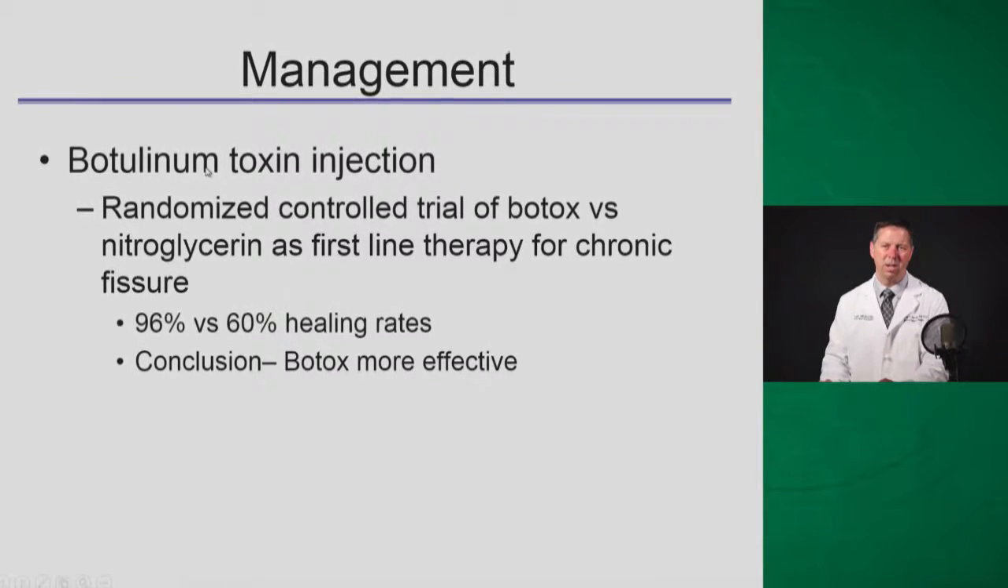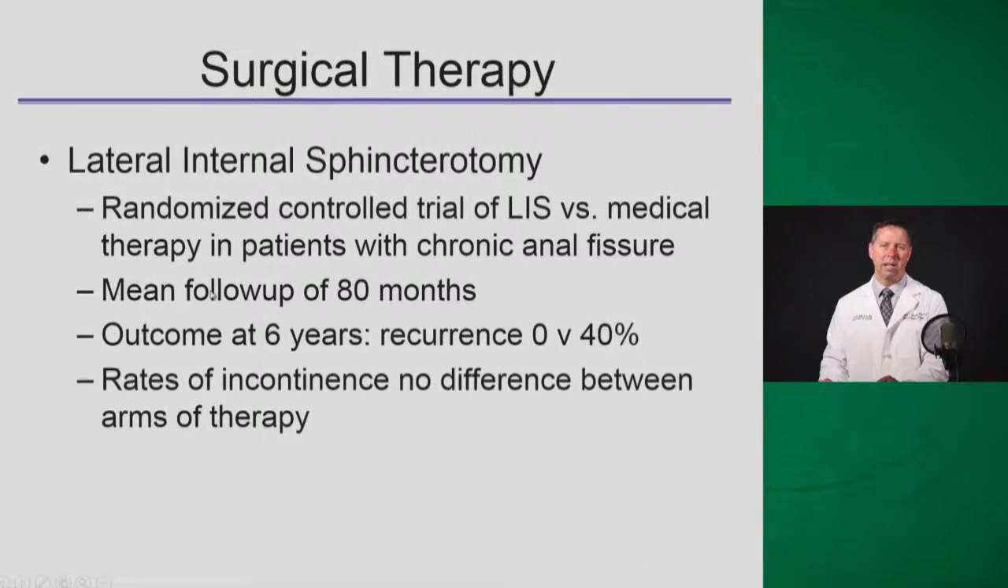Botulinum toxin or Botox injection has been utilized. There are randomized controlled trials available of Botox versus nitroglycerin. Healing rates in that trial were higher with Botox, but recurrence was high in both arms. So Botox is more effective in the short term, but this requires some dietary modification to maintain healing over the long term. Lateral internal sphincterotomy is by far the gold standard. A recent randomized controlled trial published out of the Toronto group demonstrated that lateral internal sphincterotomy versus medical therapy is much more effective and safe.